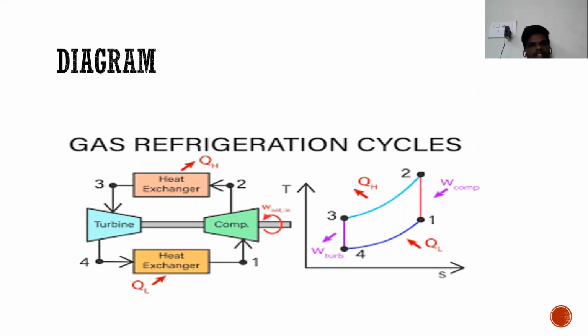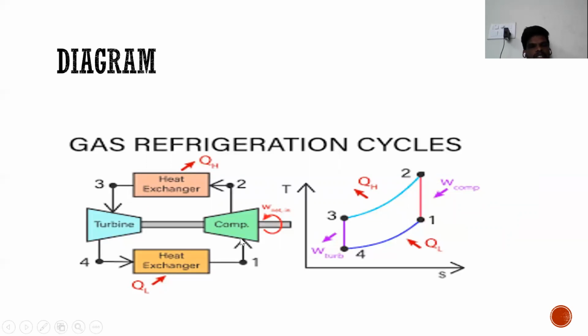And here is the small schematic diagram of the refrigeration cycle. Here you can see this is the heat exchanger, this is the compressor, this is the heat exchanger again, and this is the turbine. Here is the TS diagram, the temperature and entropy diagram.